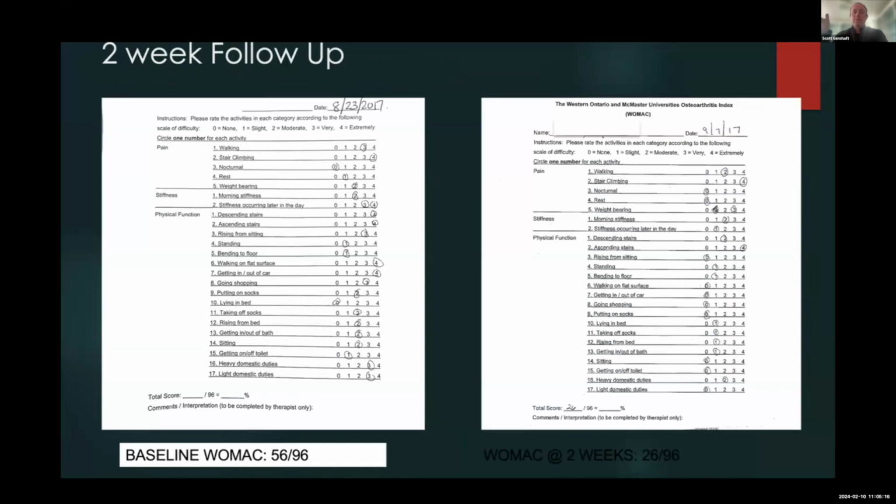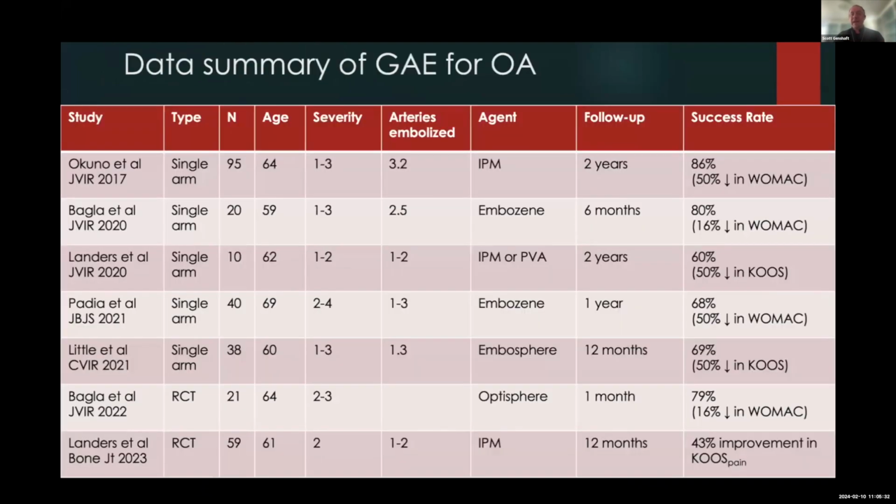So this patient went from... we saw this patient at 2 weeks follow-up, but we actually typically don't see these patients until 3 months follow-up. And the patient's WOMAC score baseline was 56 and went down to 26. So that's a significant improvement in the patient's pain.